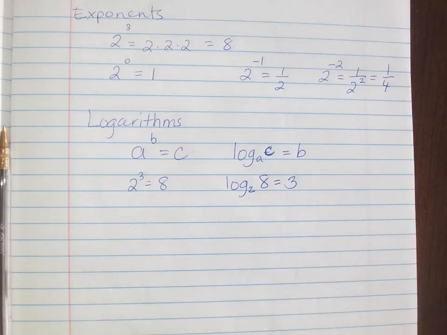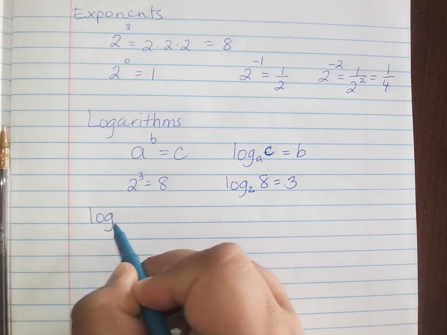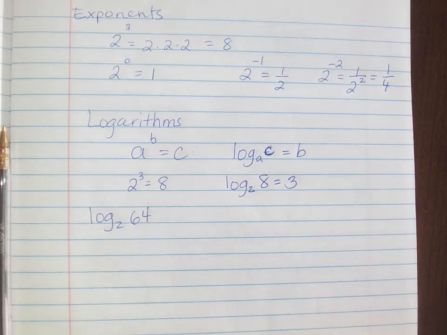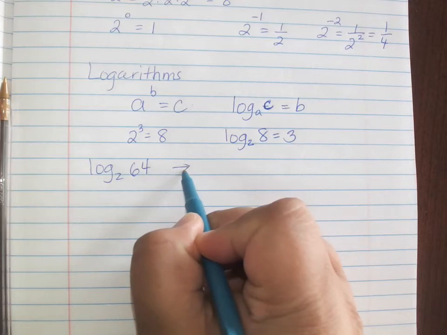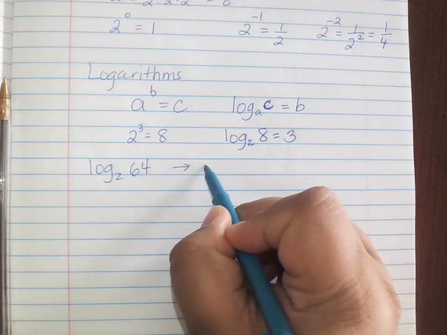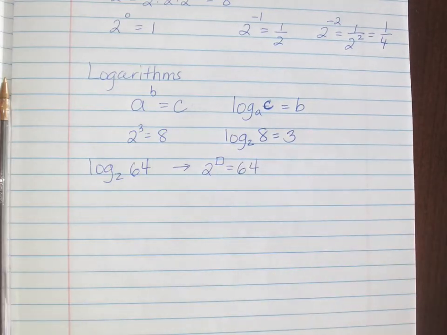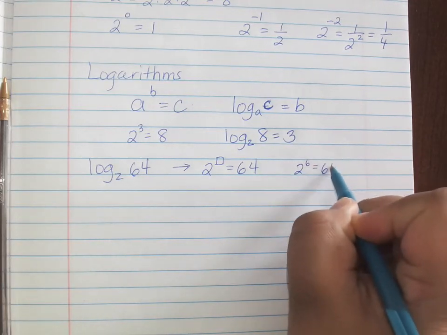So let's do a few and then maybe it'll make more sense. So this is log base 2 of 64, which we're saying 2 to what power is 64? So what number would go there? Well, it would actually be 6, because 2 to the 6th power equals 64.